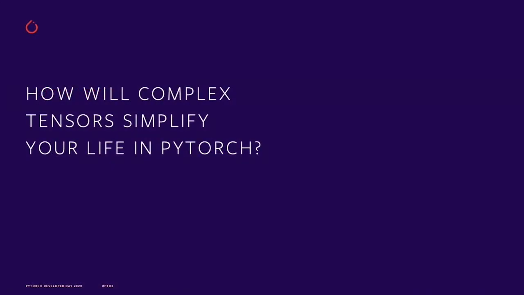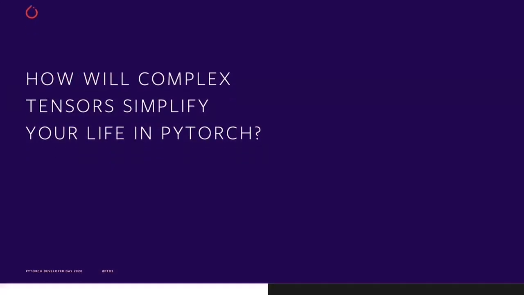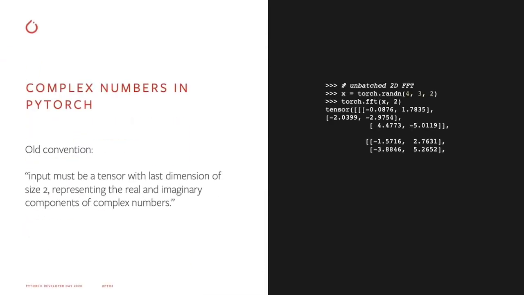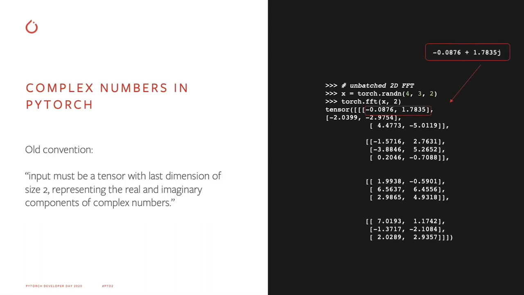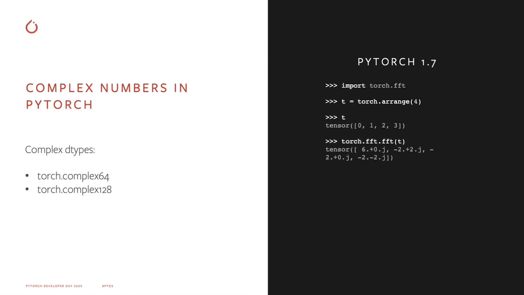So let's take a look at how complex tensors will simplify our life in PyTorch. Those of you who've used spectral ops in PyTorch before might be familiar with the code on the right. The displayed tensor shows how we have historically represented complex numbers in Torch. As you can see, it looks bulky, ugly, and hard to read. And there's really no good reason to not have complex data types in Torch. So in PyTorch 1.6, we introduced two native complex dtypes, complex64 and complex128, which correspond to float and double data types. I would also like to mention here that the functions in the newly added torch.fft module, which Mike will talk about later, support complex numbers.